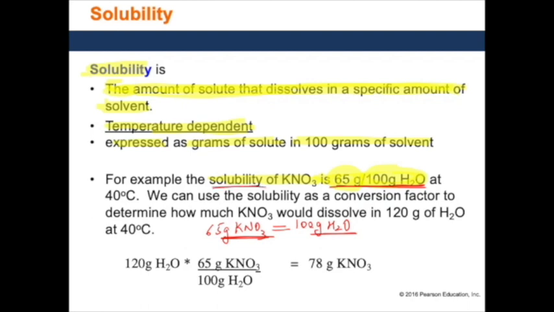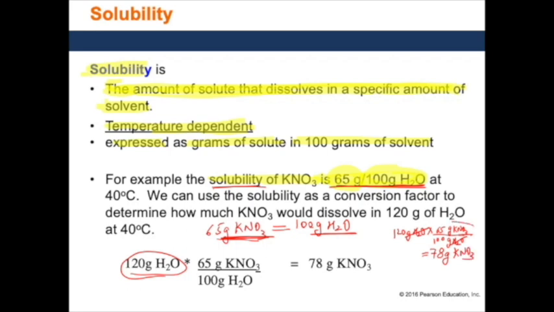Okay. For instance, here if we want to figure out how many grams of potassium nitrate I can dissolve in 120 grams of water, what can we do? We start with what's given, which is 120 grams of water, and we want to cancel the grams of water, so we divide by grams and convert it into grams of potassium nitrate. Now we use our conversion factor. Potassium nitrate is 65, water is 100. So here we can figure out the maximum amount of potassium nitrate you can dissolve in 120 grams of water. So this would give you an answer of 78 grams of KNO3.